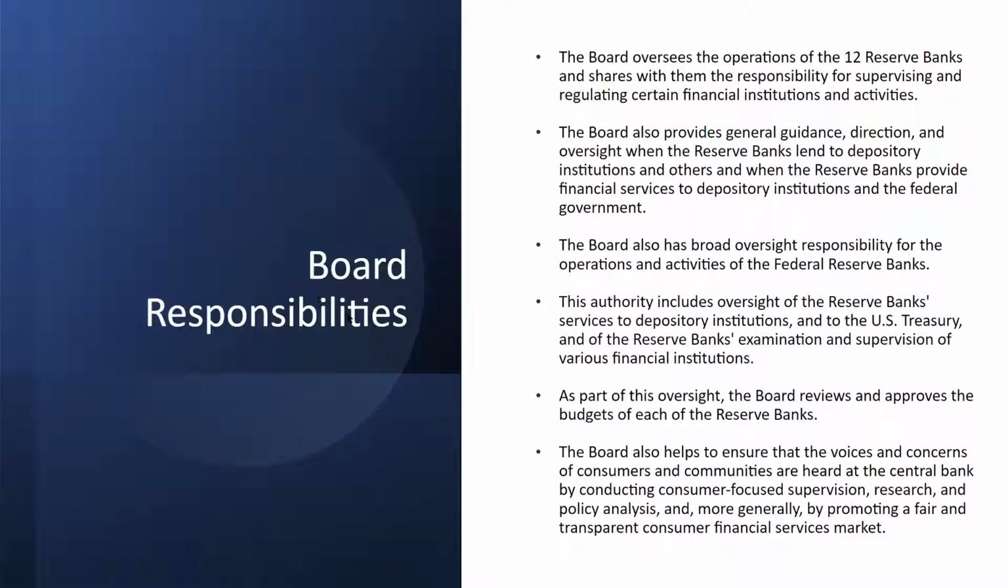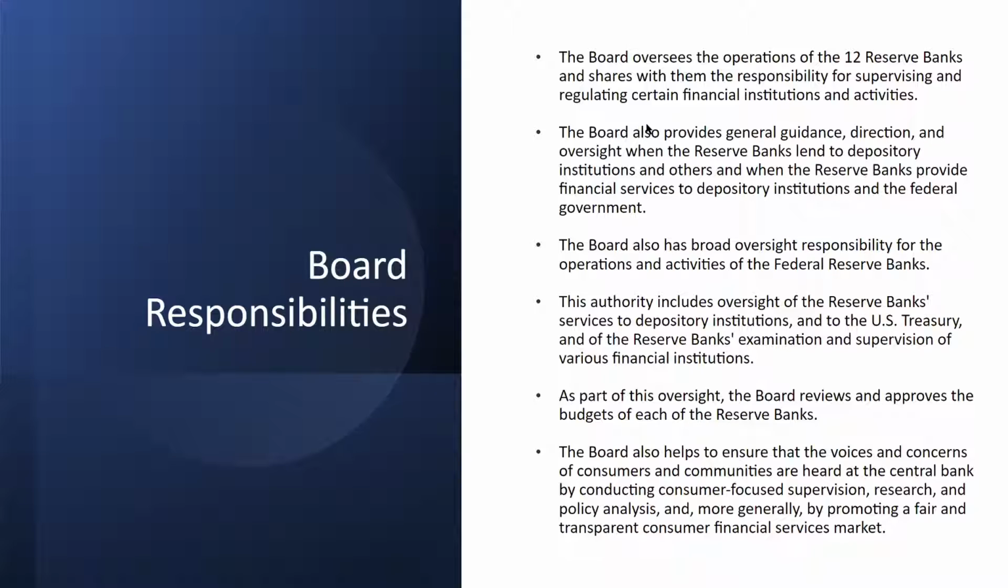So the board has lots of responsibilities. First, they oversee the operation of the 12 reserve banks, and share with them the responsibility for supervising and regulating certain financial institutions and activities across all 50 states and the U.S. territories as well. The board also provides general guidance and direction and oversight of the entire federal banking system, which lend to banks. They're called depository institutions, and then others as well. When the reserve banks provide financial services to depository institutions and also to the federal government itself.